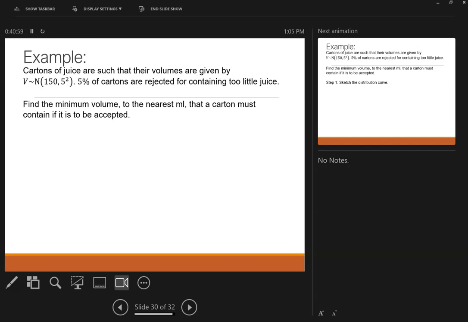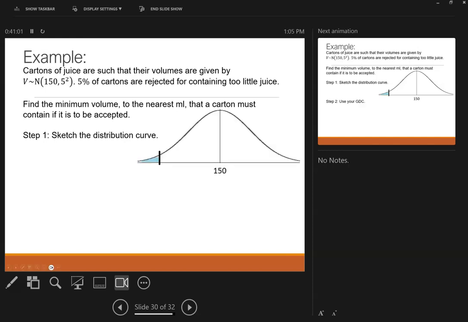Draw a picture. Yeah. So I drew this curve. How many of you would have shaded this side, given the phrasing of this question? Well, it's rejecting for too little juice. The probability, the minimum value they're accepted. A lot of us probably would have wanted to shade this side. Is that okay? Yes, it'll be okay.